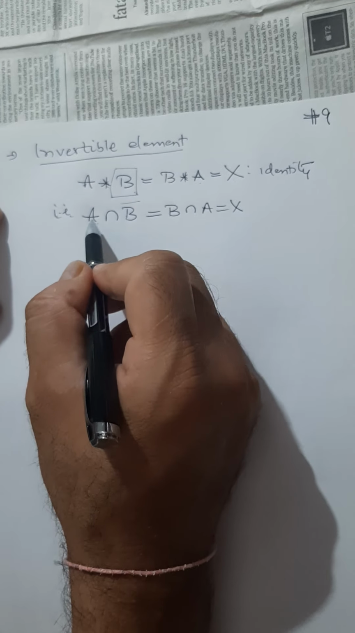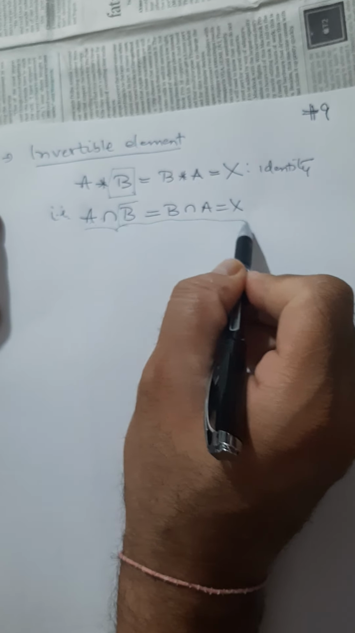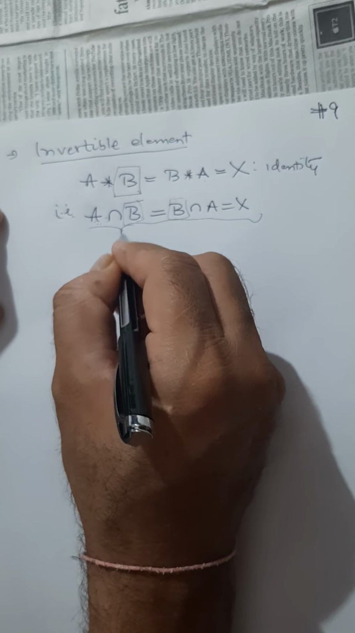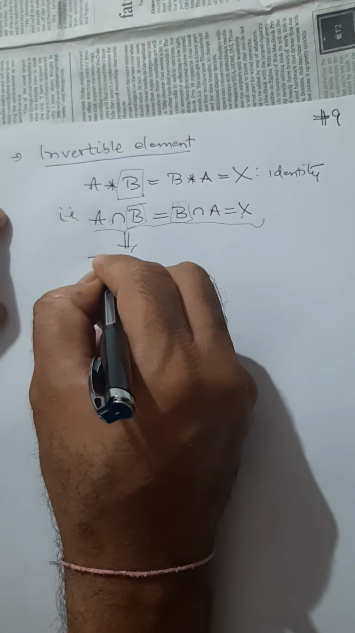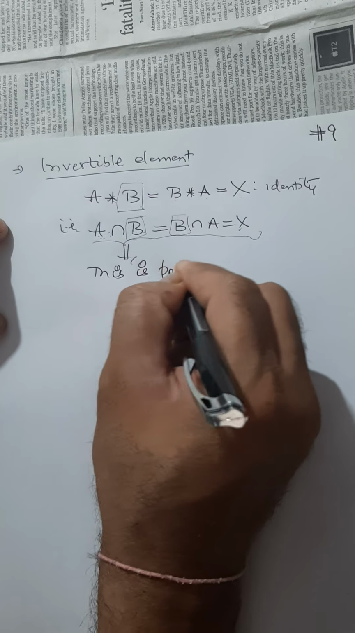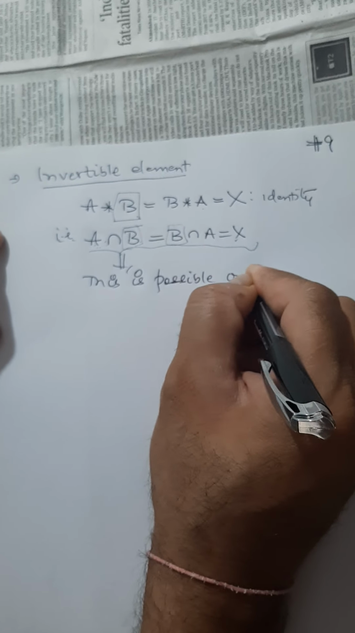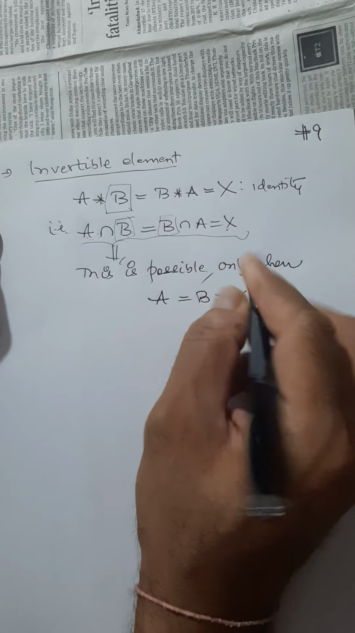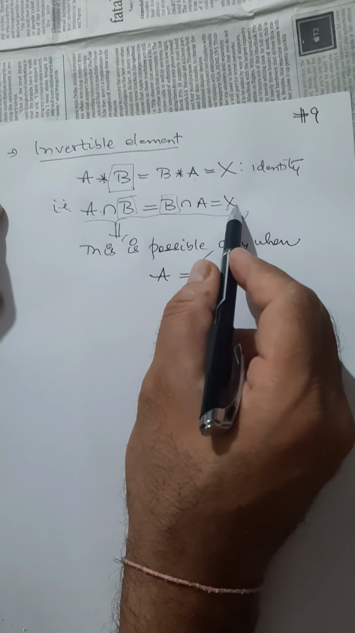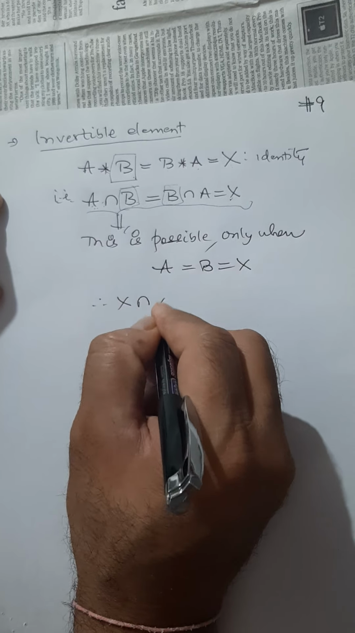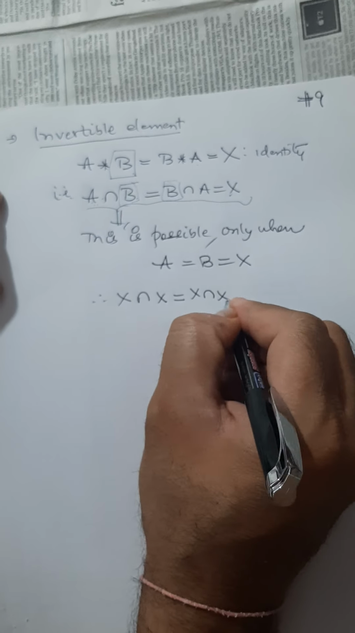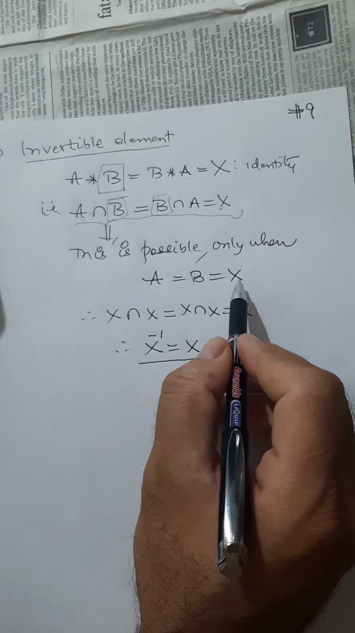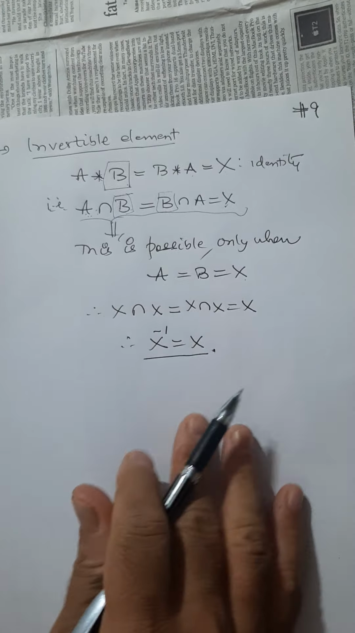Now you want B here, remember, the inverse of A. You know that this is possible only when these two are equal and equal to X, otherwise you won't get X. This is possible only when A and B both are X. If these two are different, your answer won't be identity. So therefore you can say that X intersection X equals X. So the inverse of X is itself, and it is possible only for X, not for other members, remember.